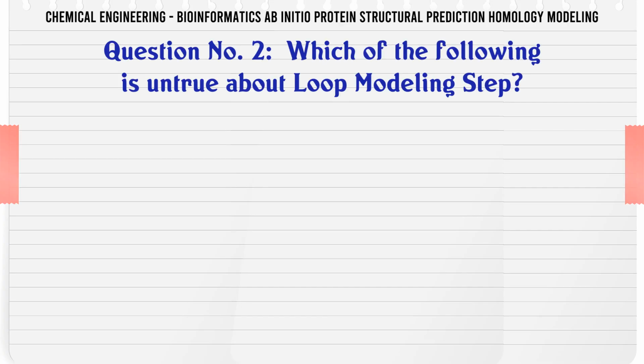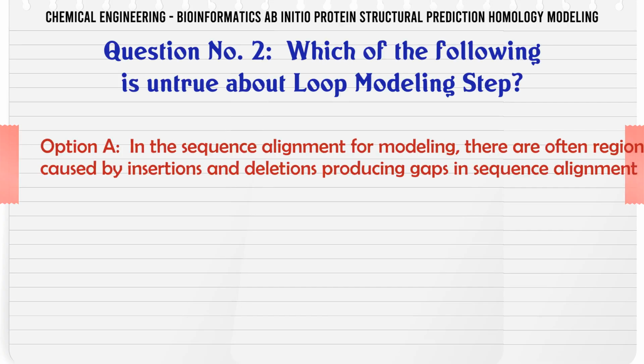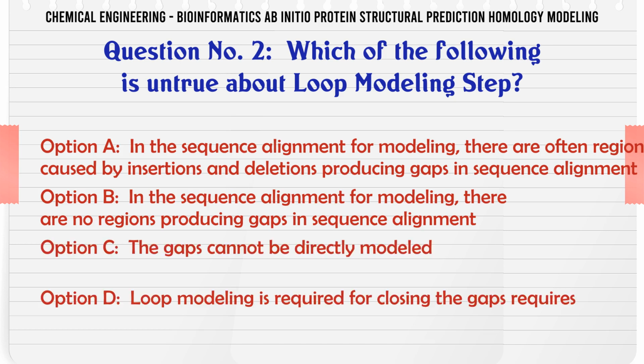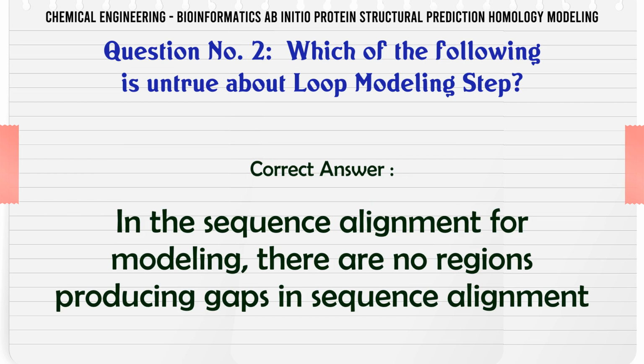Which of the following is untrue about loop modeling step? A. In the sequence alignment for modeling, there are often regions caused by insertions and deletions producing gaps in sequence alignment. B. In the sequence alignment for modeling, there are no regions producing gaps in sequence alignment. C. The gaps cannot be directly modeled. D. Loop modeling is required for closing the gaps. The correct answer is in the sequence alignment for modeling, there are no regions producing gaps in sequence alignment.